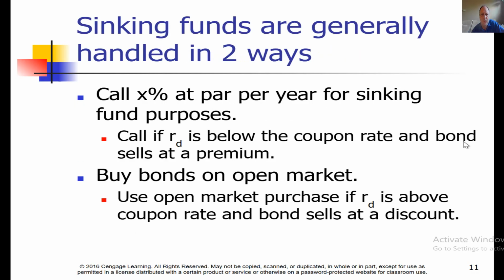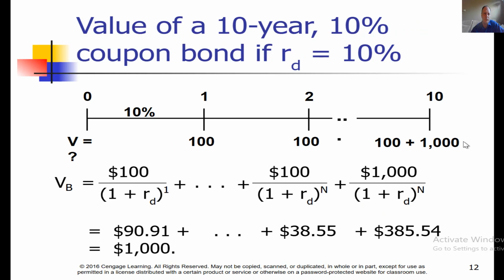Sinking fund provisions can be handled in two different ways. Of course, the issuer will do whatever is cheaper for the issuer. They can either call X% at par per year for sinking fund purposes, and they're going to do this if rd is below the coupon rate and the bond trades at a premium. So this would be a mechanism for them to not have to pay the premium and still be able to buy back the bonds at the lower par rate. The other possibility is they could buy bonds on the open market. They would do this if instead, interest rates had increased, therefore the bonds are trading at a discount, and they can buy them on the open market at below the par rate.